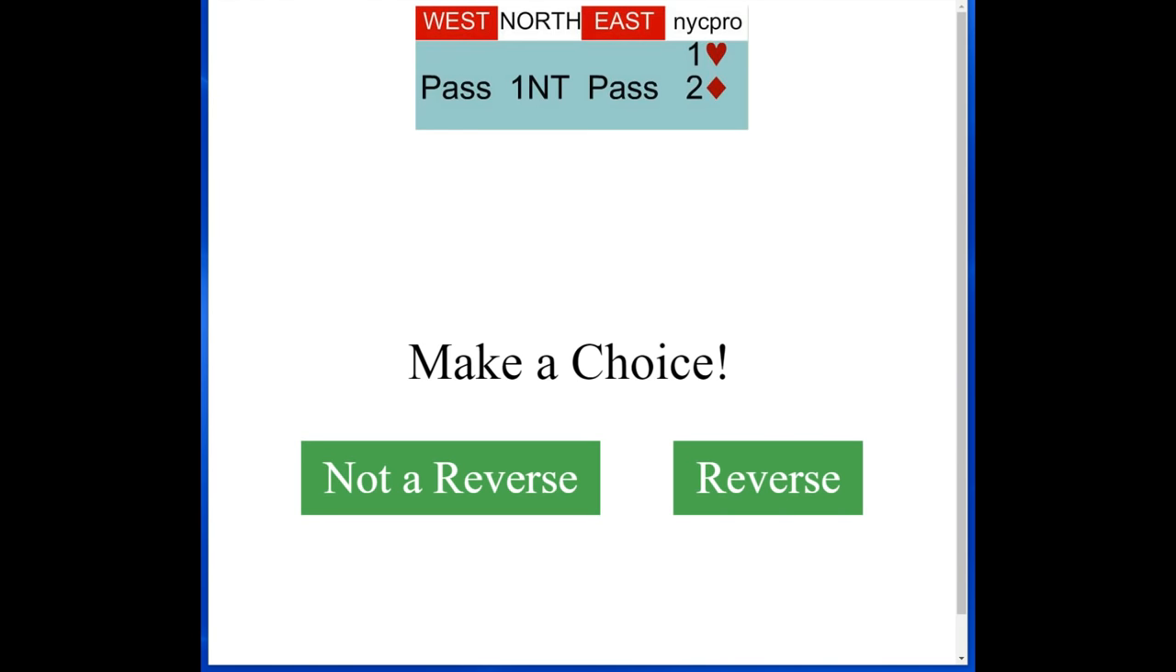So what we're going to do now is just a quick little quiz here. And all I'm asking in these slides is, when NYC Pro makes a bid, is it a reverse or is it not a reverse? And remember the rules: 1-1, and the 2 level of a suit that's higher ranking than the first suit we bid.